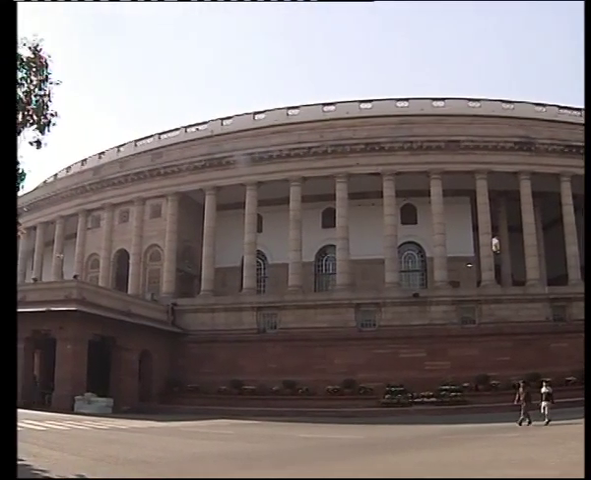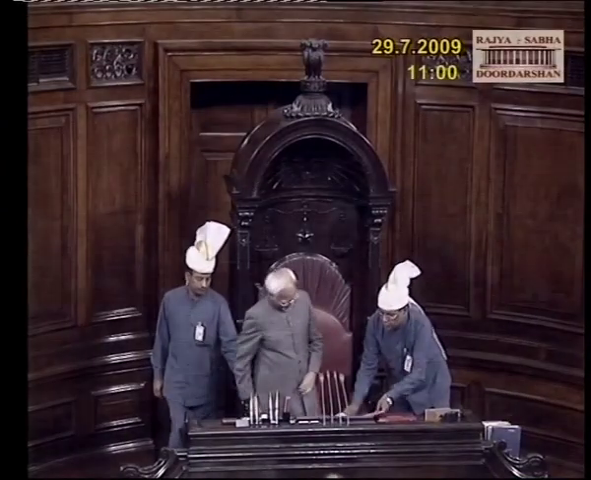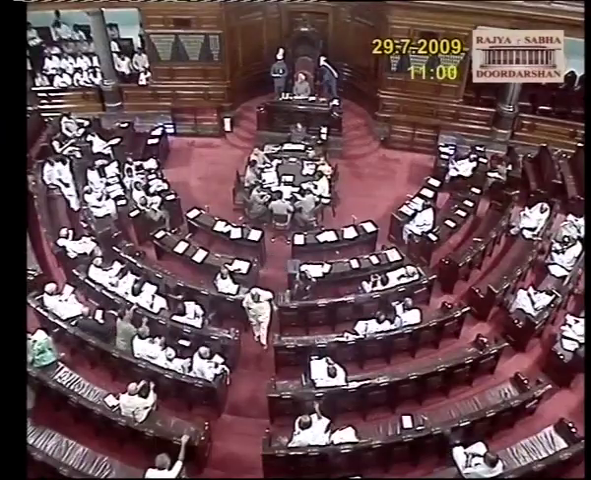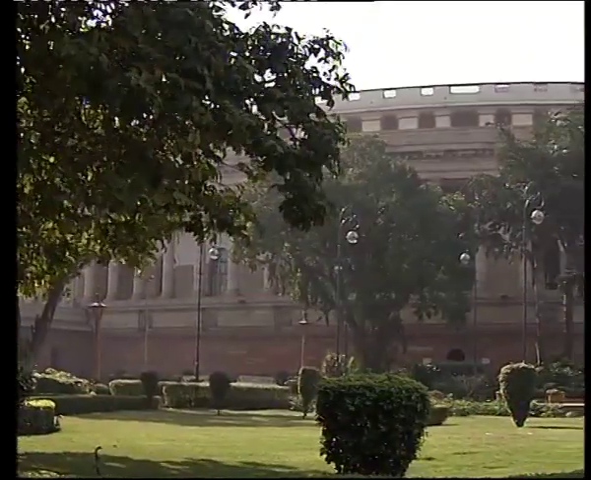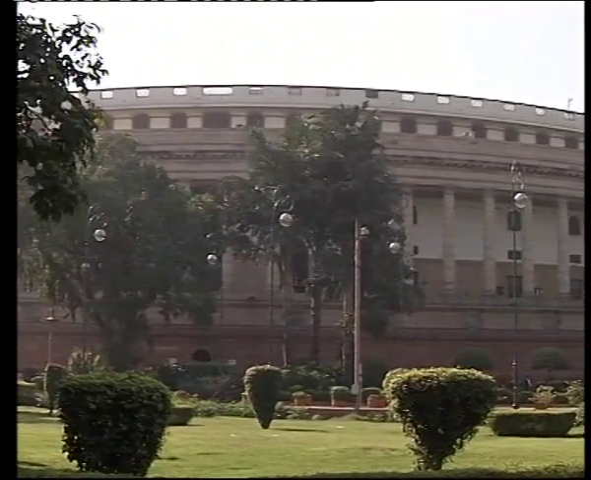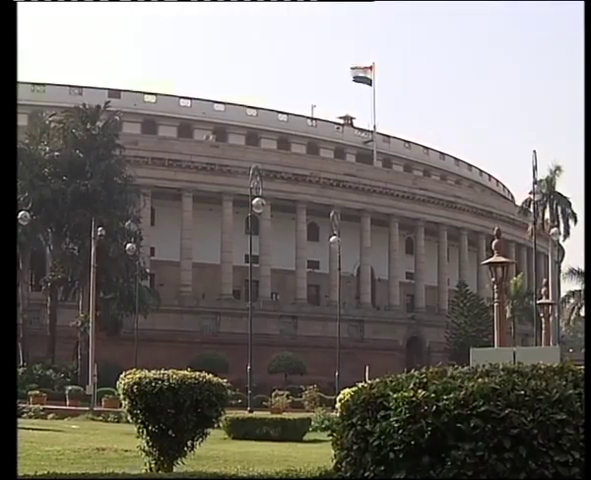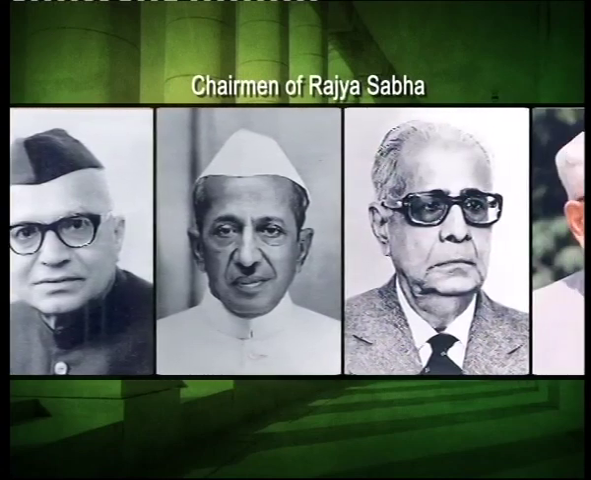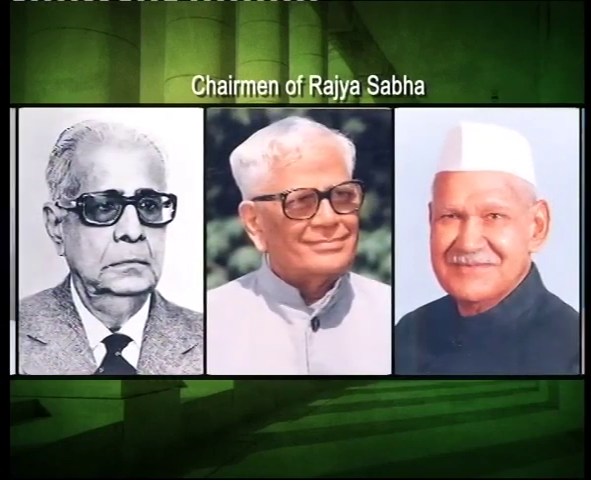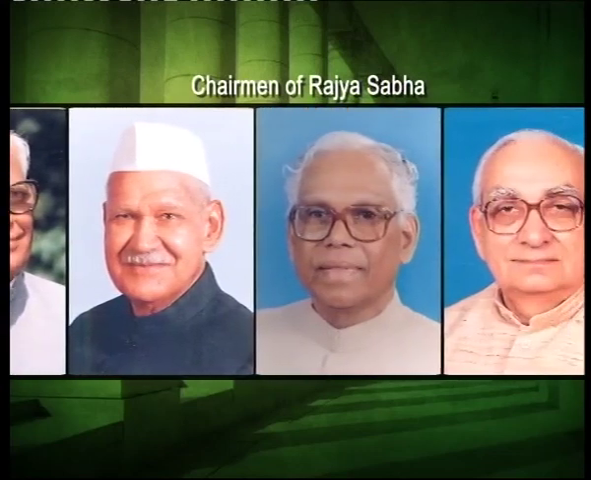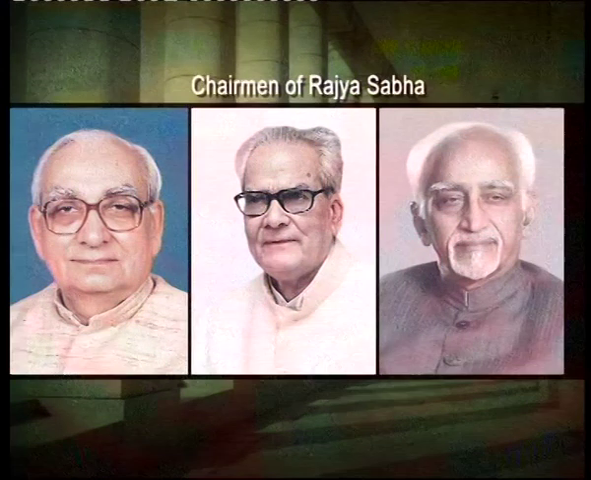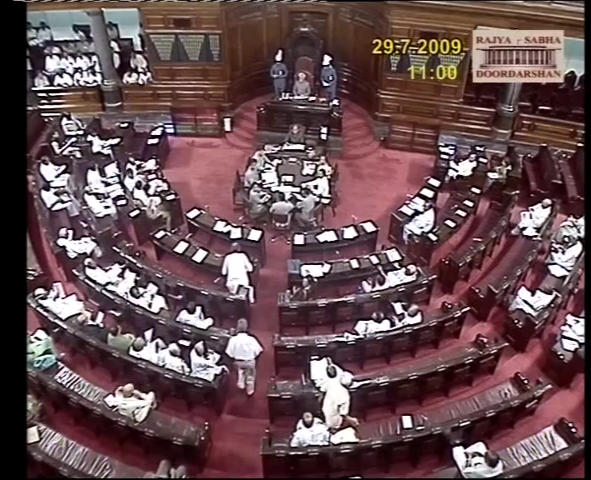The Vice President of India is the ex officio chairman of the Rajya Sabha. He is elected by the members of an electoral college consisting of members of both houses of parliament in accordance with the system of proportional representation by means of a single transferable vote. Many distinguished persons have adorned the office of the chairman. The present chairman is Mohammad Hamid Ansari.